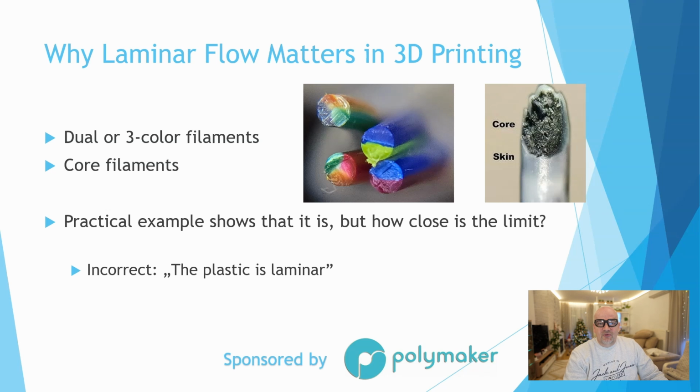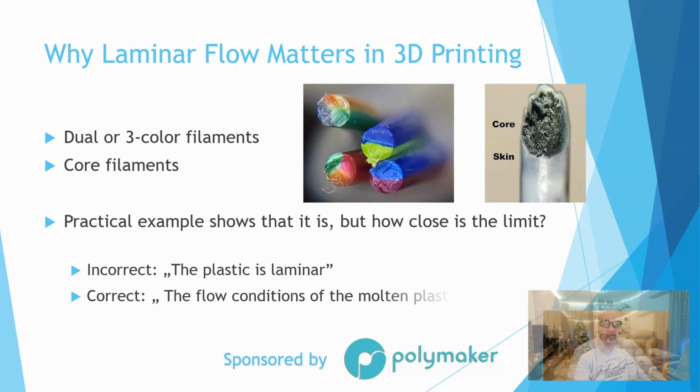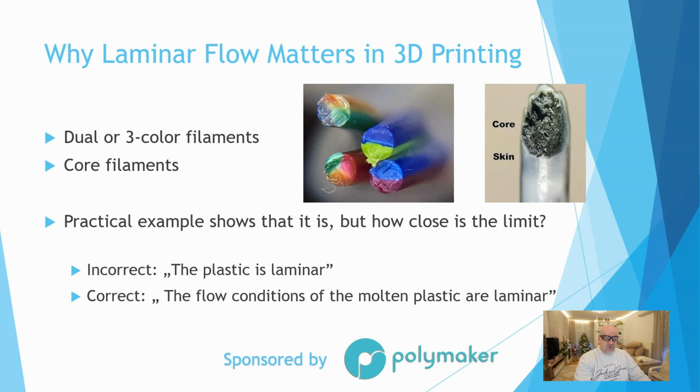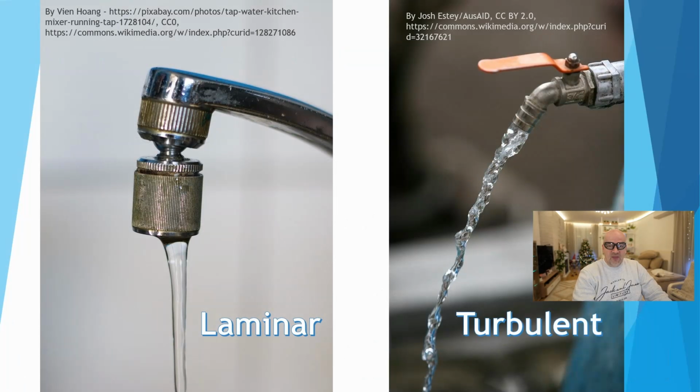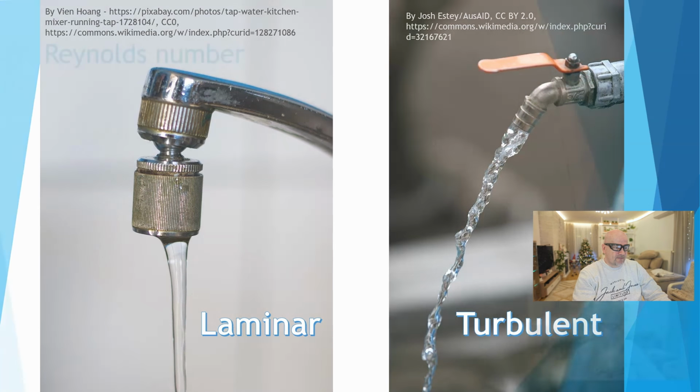I'm sorry, I apologize for this, maybe professional deformation, but I can see quite often the expression like "the plastic is laminar," which is a very incorrect expression. So the more correct would be, let's say, the flow conditions of the molten plastic are laminar and not the plastic itself. Two examples of the laminar and turbulent flow of the water.